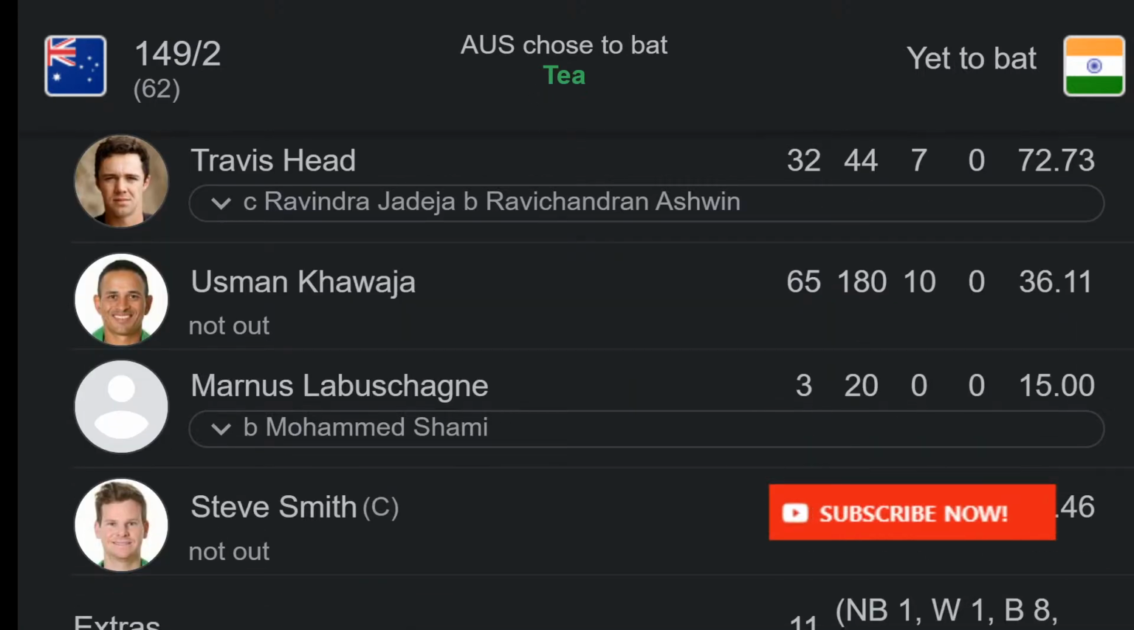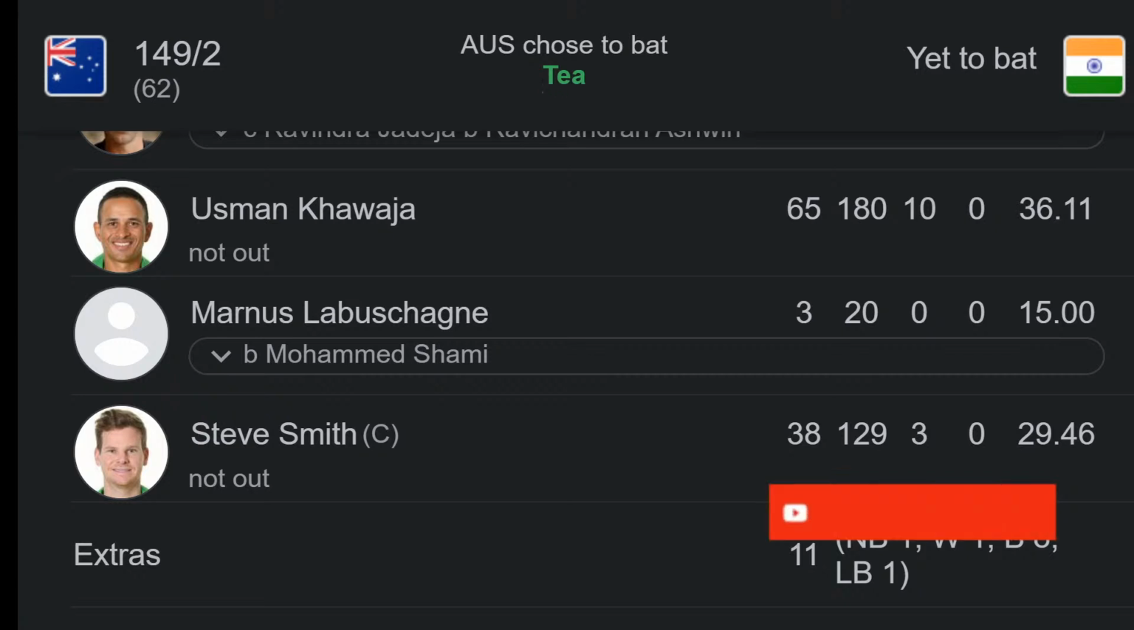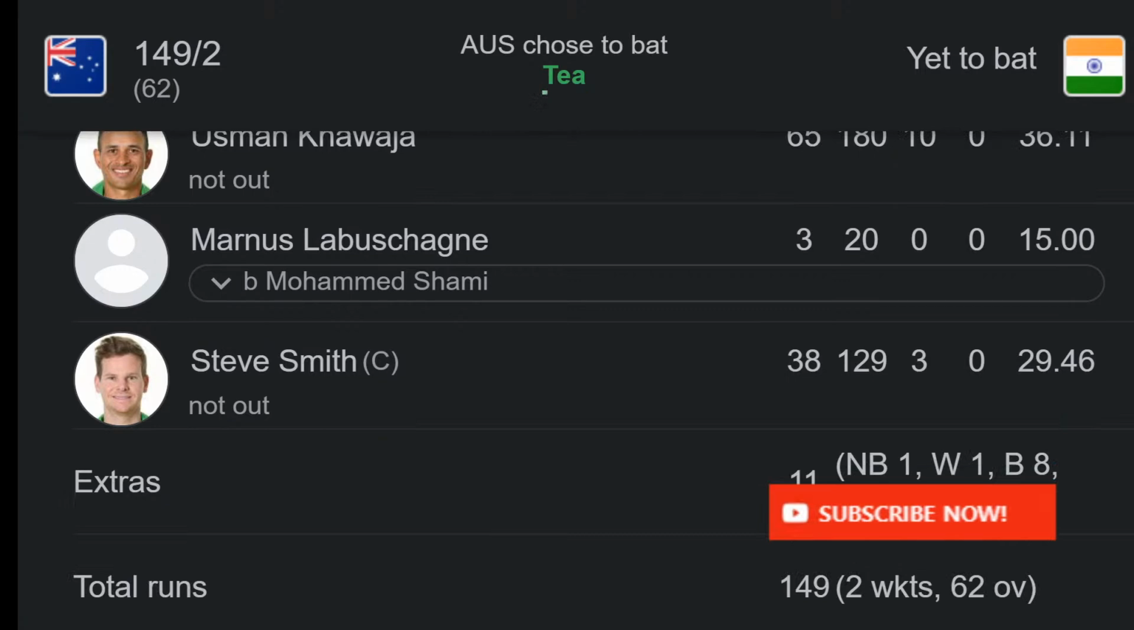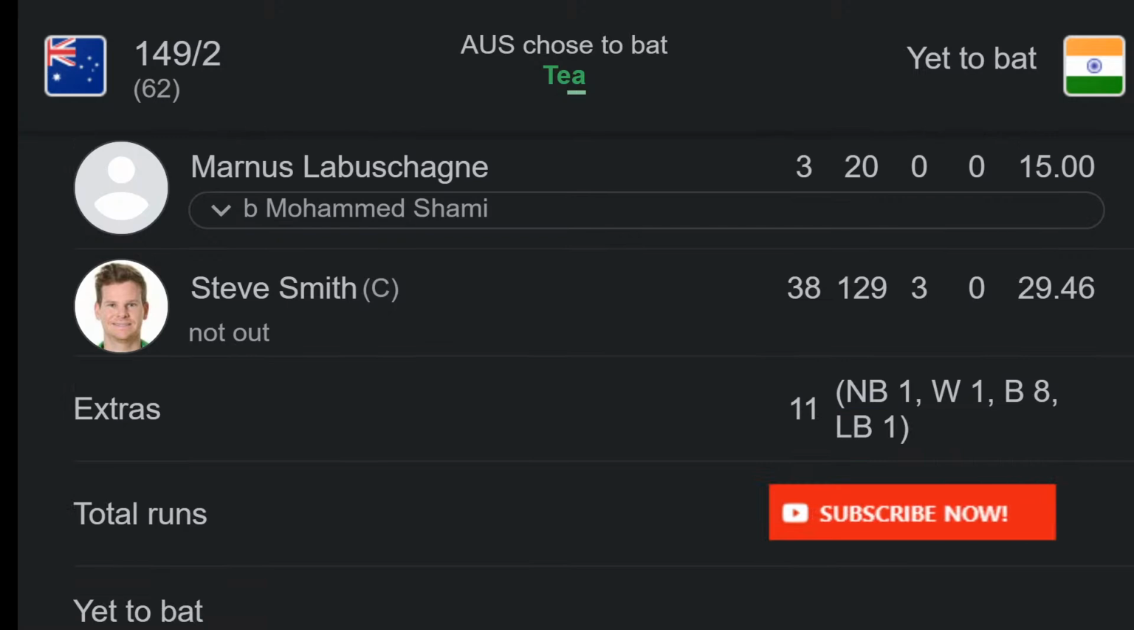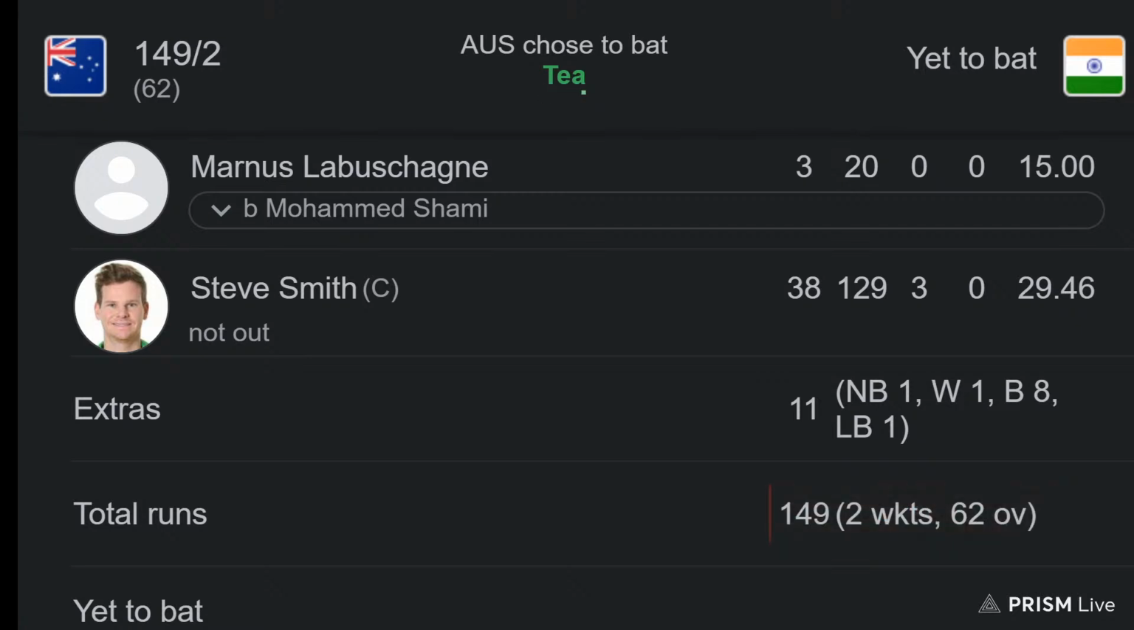Usman Khaja not out 65, 180 balls faced, 10 boundaries, strike rate 36.11. Marnus Labuschagne bowled Mohammad Shami, 3 of 20 balls faced, 15 is the strike rate. Steve Smith not out 38 of 129 balls, 3 boundaries, 29.46 is strike rate. Extras 11: no ball 1, wide 8, leg bye 1.